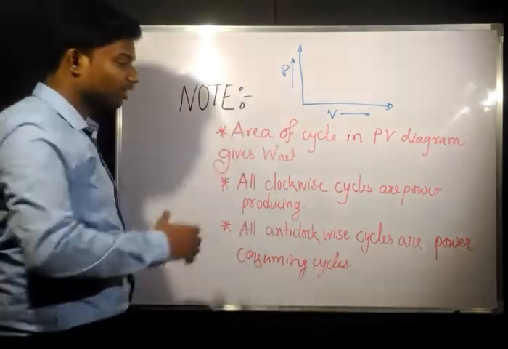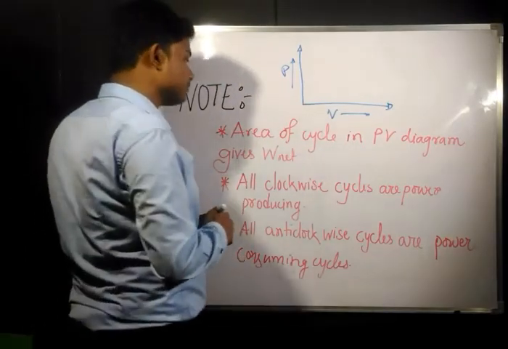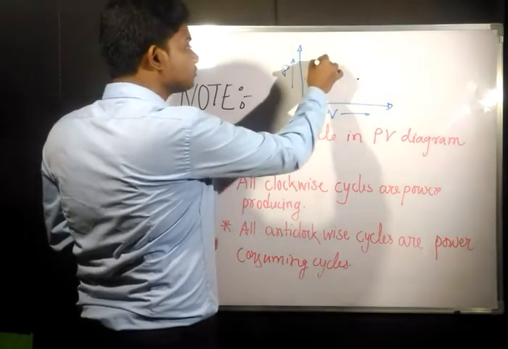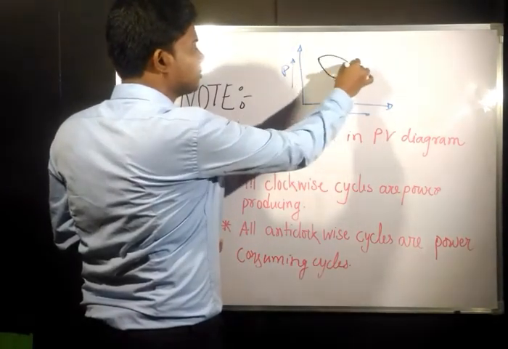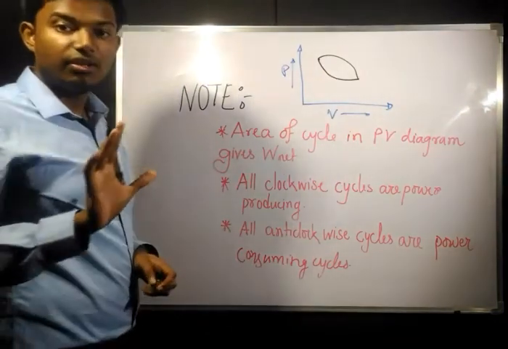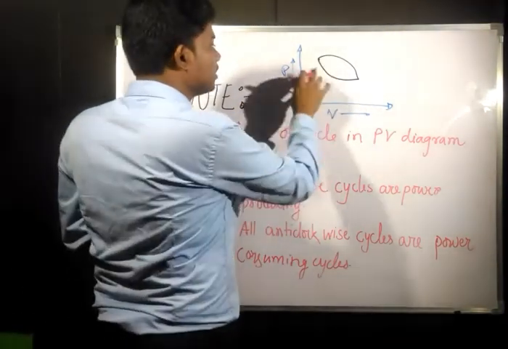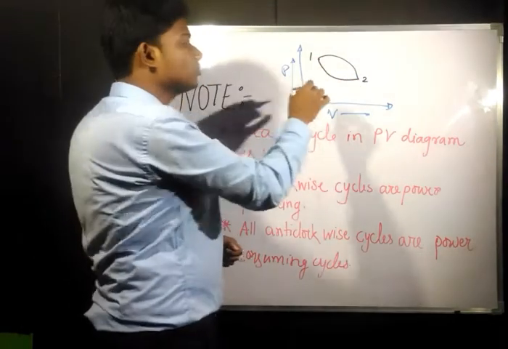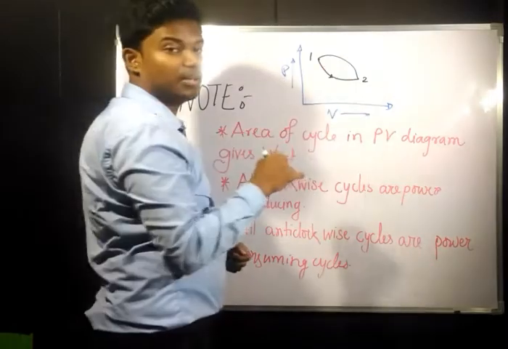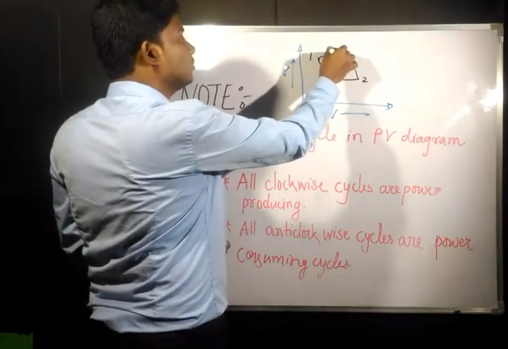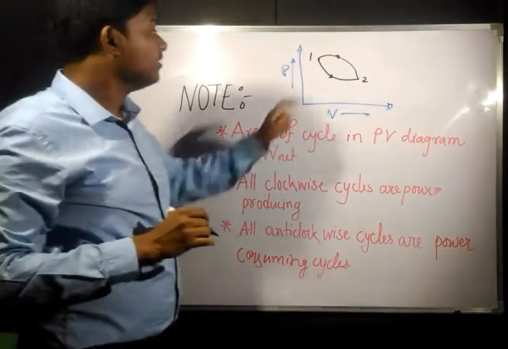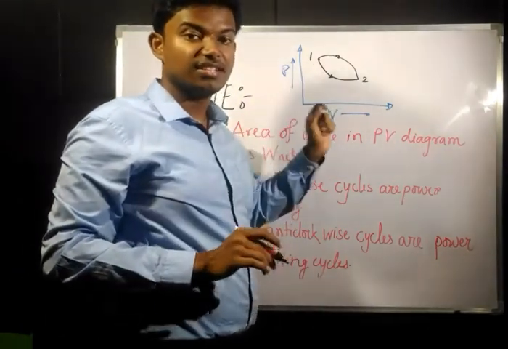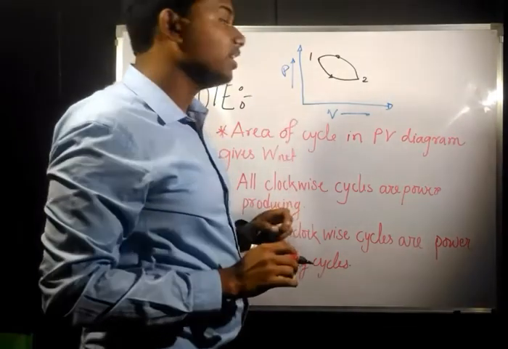So now all these 3 points will be discussed using the PV diagram. To produce a cycle, we need at least 2 processes. Suppose these are the 2 processes from state 1 to state 2. One is from 1 to 2, and from 2 it is going back to state 1. As it is going back to state 1, it is producing a cycle, because we have said that if the final state and initial state are identical, then it is a cycle.